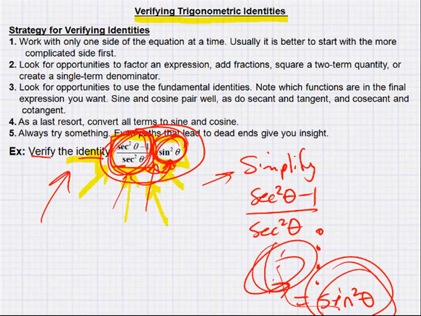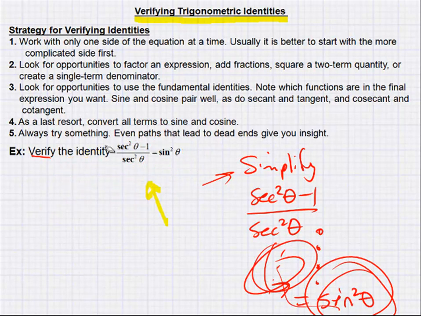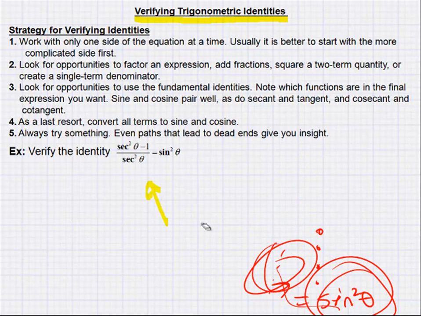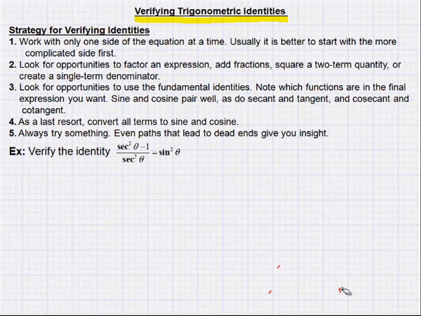If you're going to verify the identity, if you're going to simplify one side into the other side, what you should do is look to do a couple of things. So here's some strategies you should go through, and these strategies are based off of some of the tricks we learned in the last lecture. One thing you should do is really try and only work on one side of the equation. Pick a side of the equation based off of which side is the most complicated.